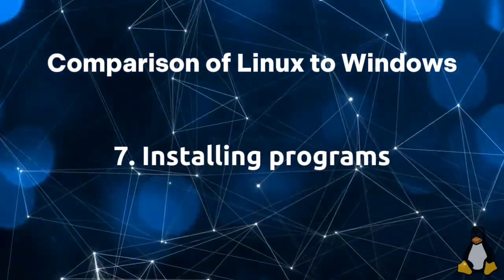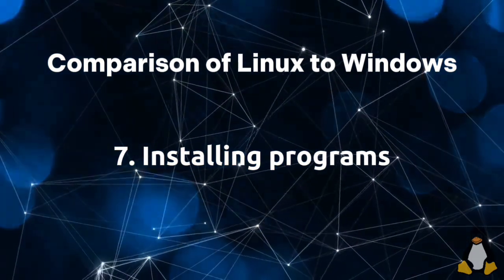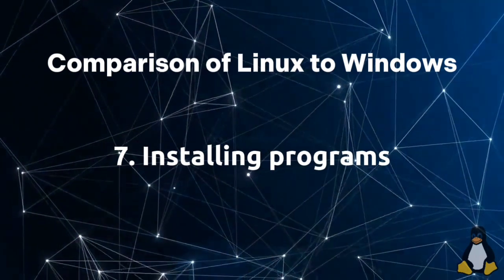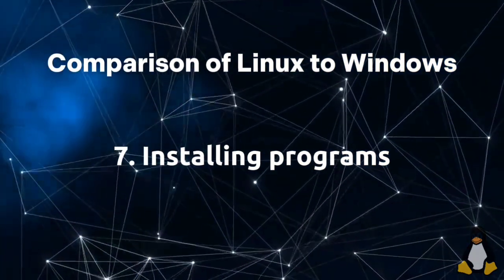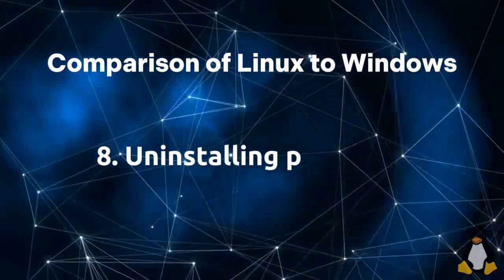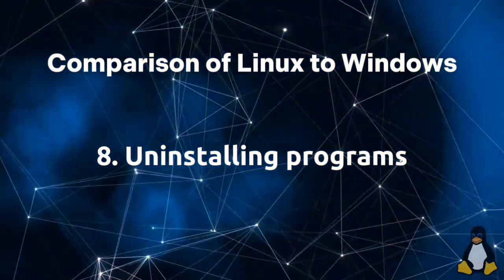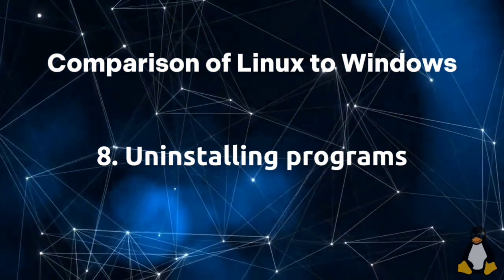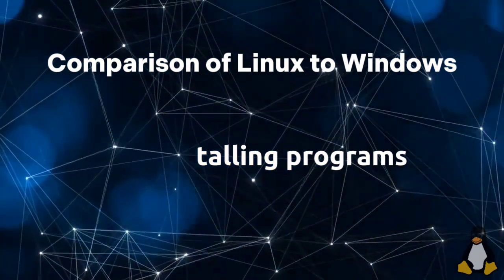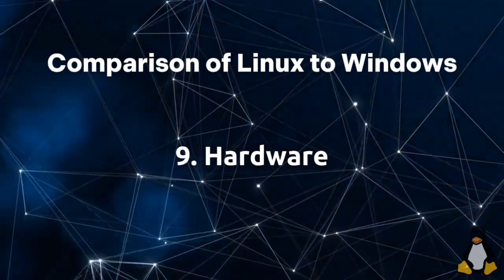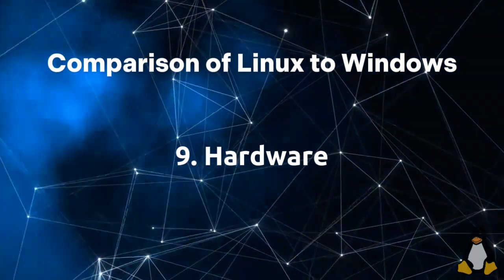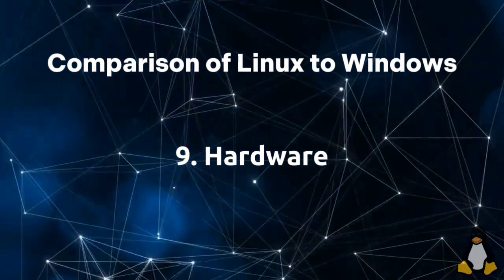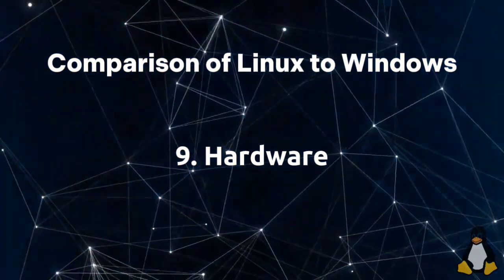Number 7, installing programs. Software is installed on Windows by downloading it from websites or hard drives, while most Linux programs, drivers, and packages are provided through fixed repositories. Number 8, uninstalling programs. Certain components stay on the Windows system even after apps are removed. Programs on Linux are always removed. Number 9, hardware. Almost every piece of hardware has a Windows driver available. Conversely, Linux offers less hardware support. Certain drivers are not instantly available.